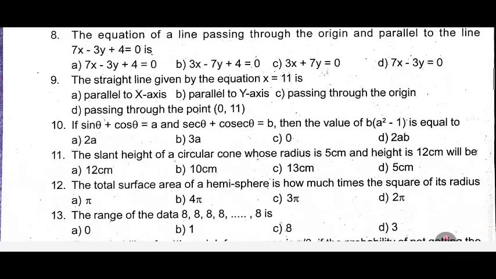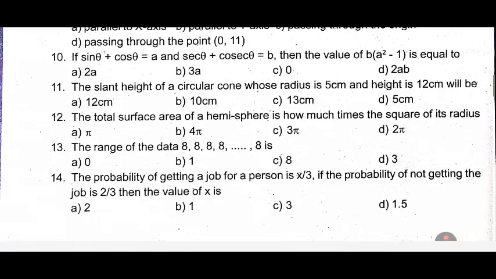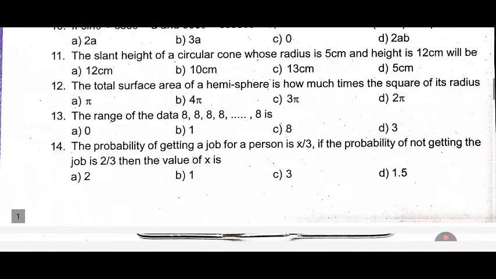Ninth one, the straight line given by the equation x is equal to 11 is dash. Tenth one, if sin theta plus cos theta is equal to a and sin theta plus cosecant theta is equal to b, then the value of a square minus 1 is equal to dash. 11th one, the slant height of a circular cone whose radius is 5 cm and height is 12 cm will be dash. 12th one, the total surface area of the hemisphere is how many times the square of the radius?